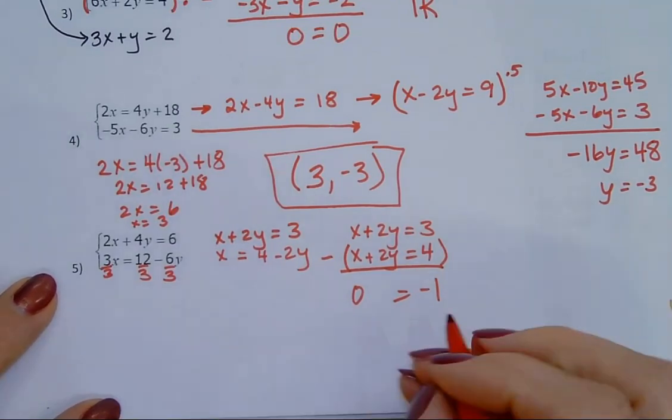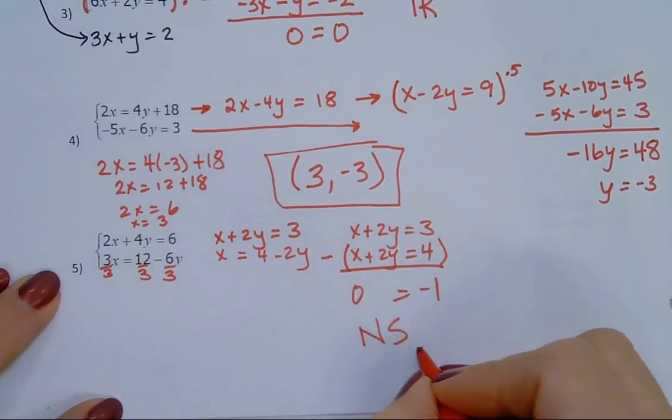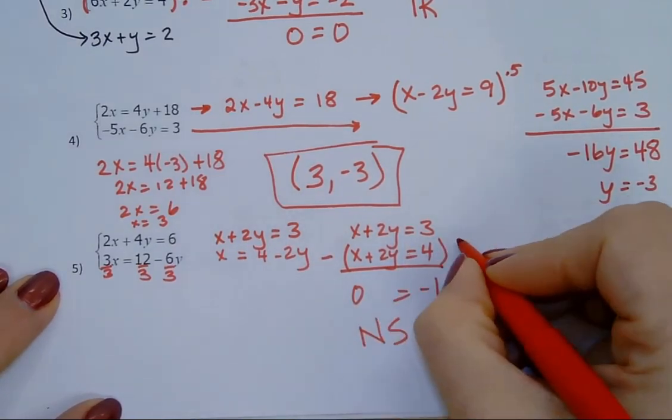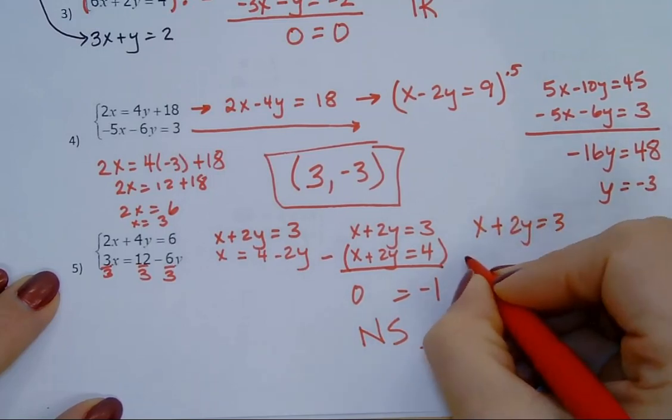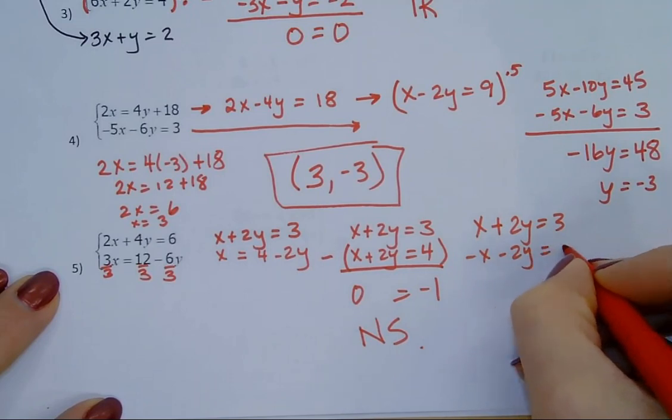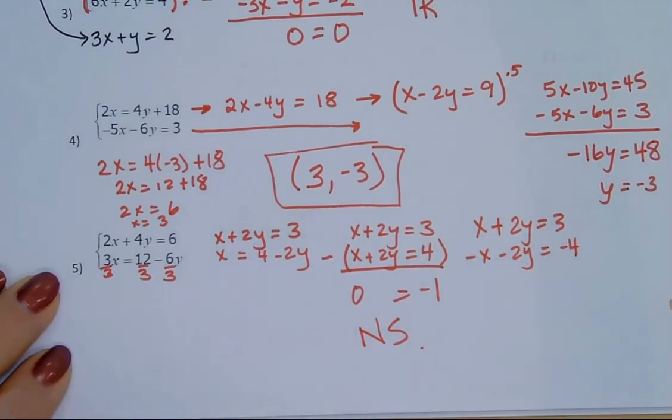Sorry about that. This is never, ever true, so there is no solution. Okay, if I had wanted to do this in two steps, I would have said x plus 2y equals 3 and negative x minus 2y equals negative 4, if that makes you feel more comfortable.